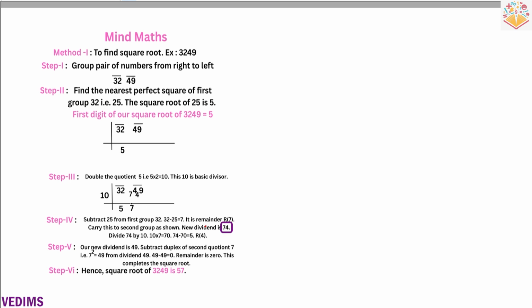A new dividend will be 74. Divide 74 by 10. 10 sevens are 70. 74 minus 70 is 4. Our new remainder is 4. Now take 49. Our new dividend is 49. Subtract duplex of second quotient 7, that is 7 square, 49, from the dividend 49. 49 minus 49 is 0. Remainder is 0. This completes the square root of the number. Hence square root of 3249 is 57.